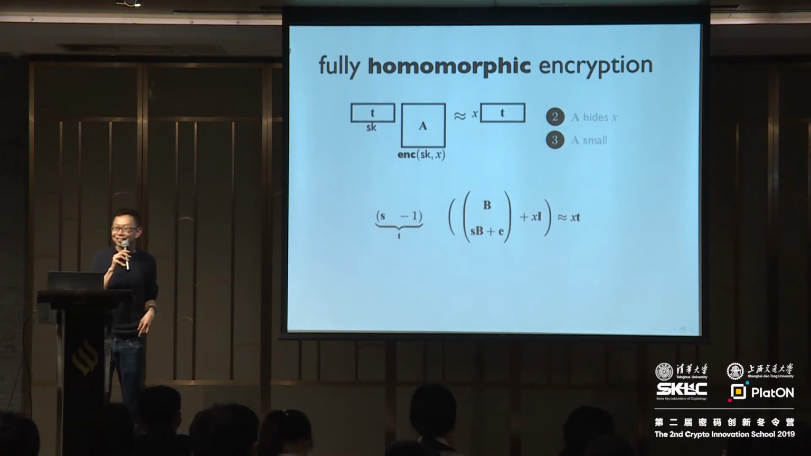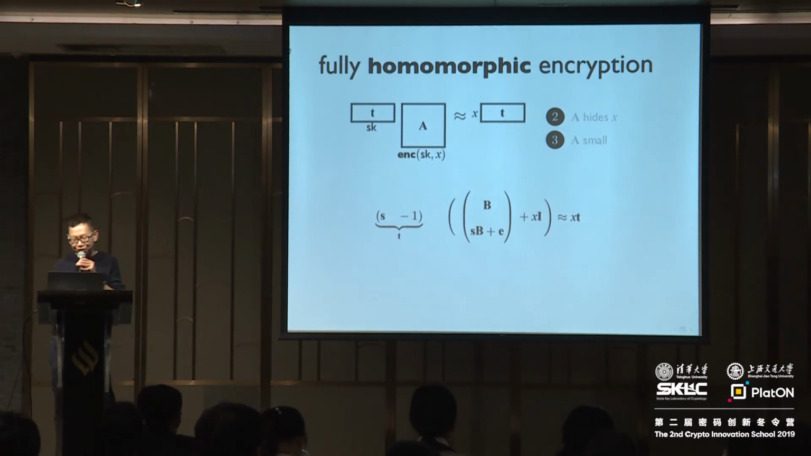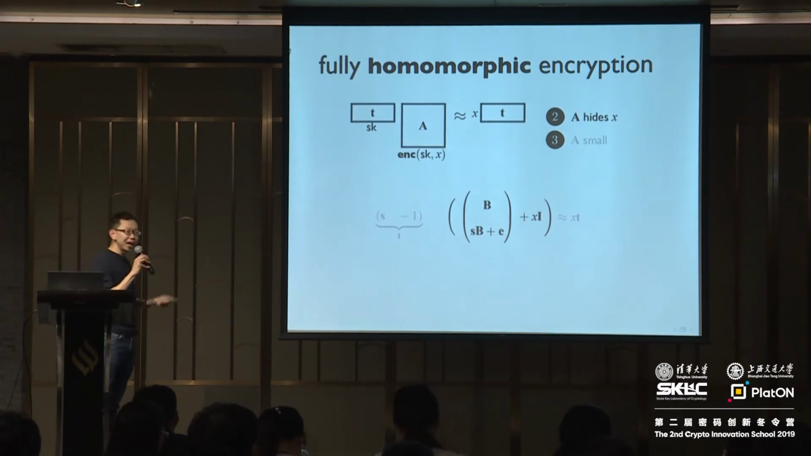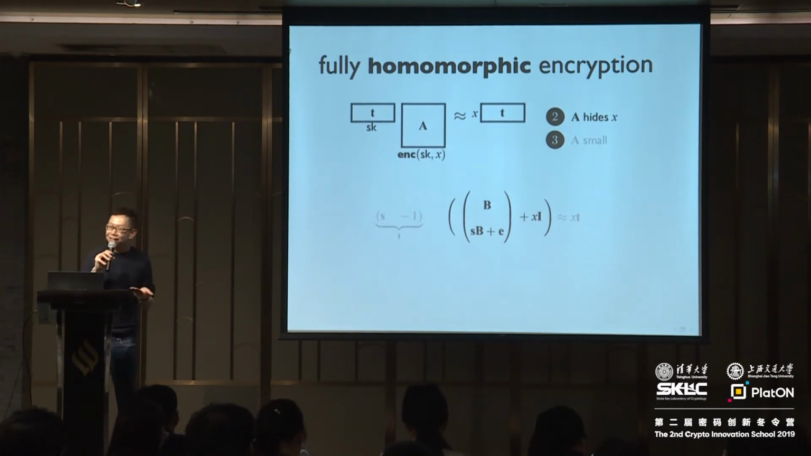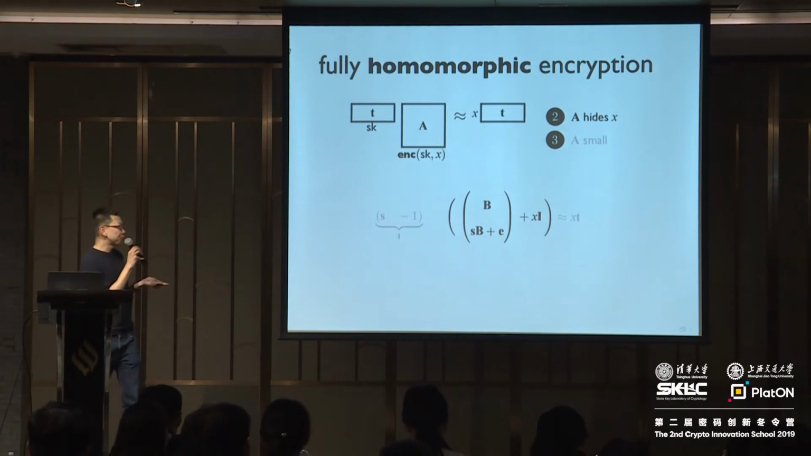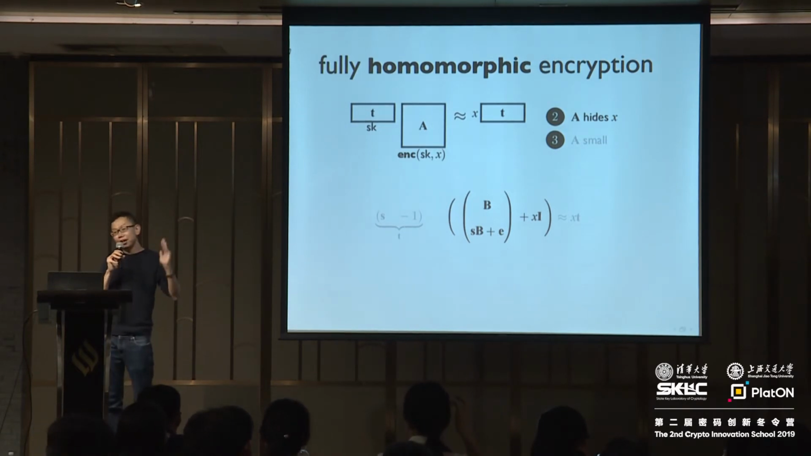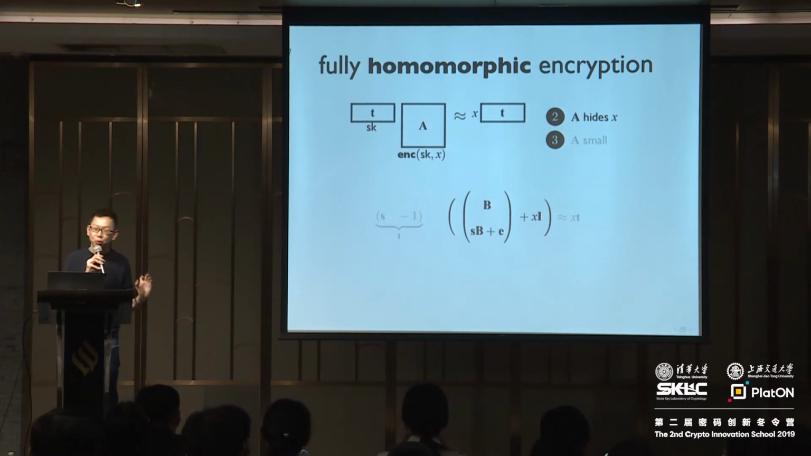Any questions? In fact, by the LWE assumption, if you call this your A, it actually hides X, basically because by the LWE assumption, B and SB plus E is pseudo-random. Then you can replace this with random, as a one-time pad that completely masks X times I.